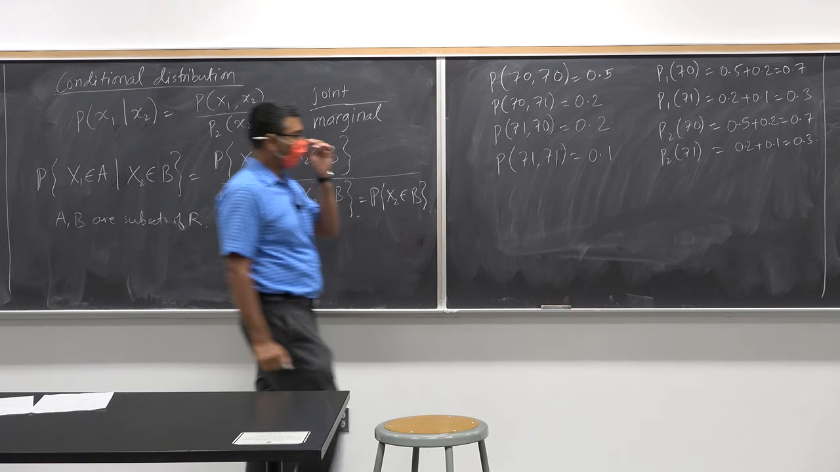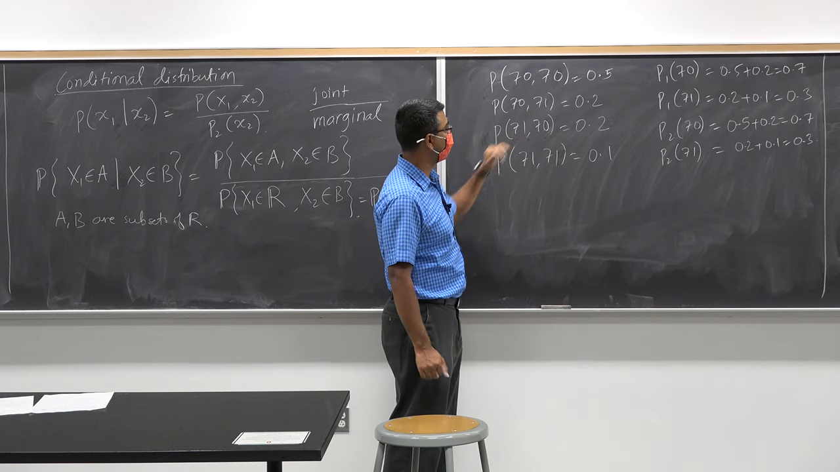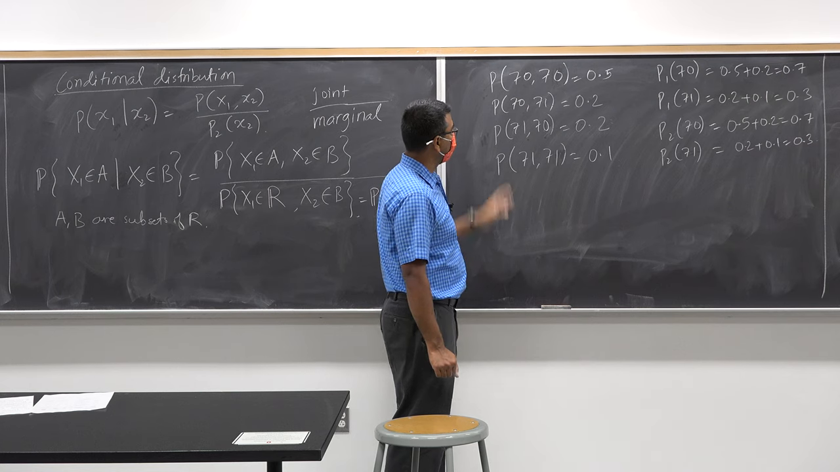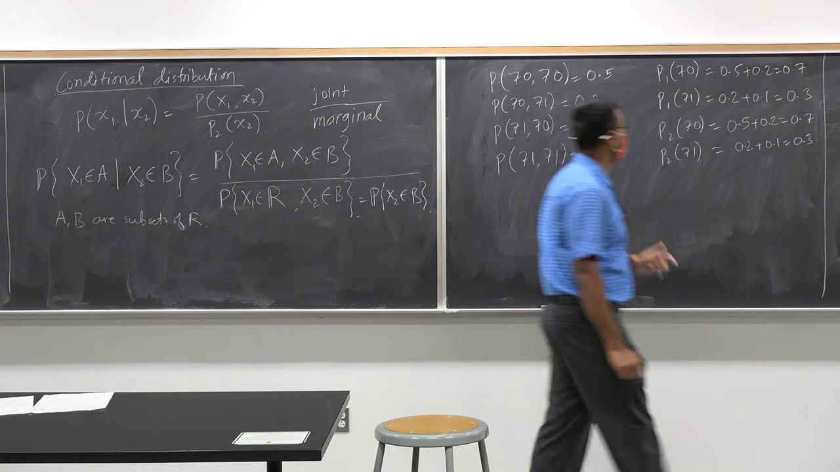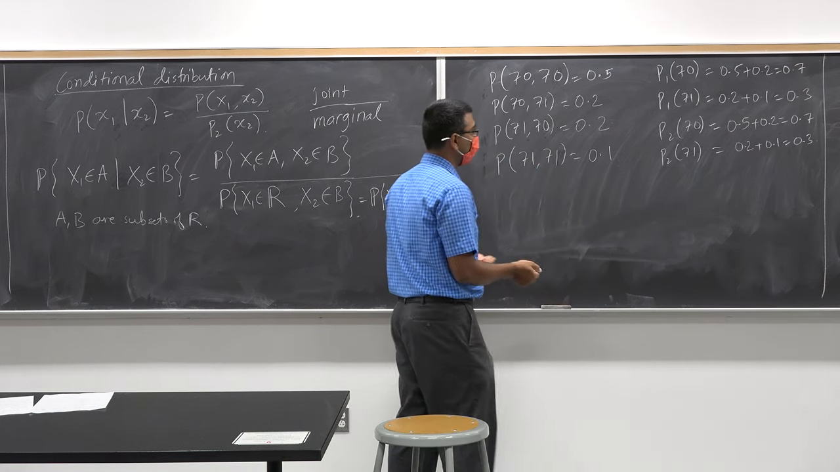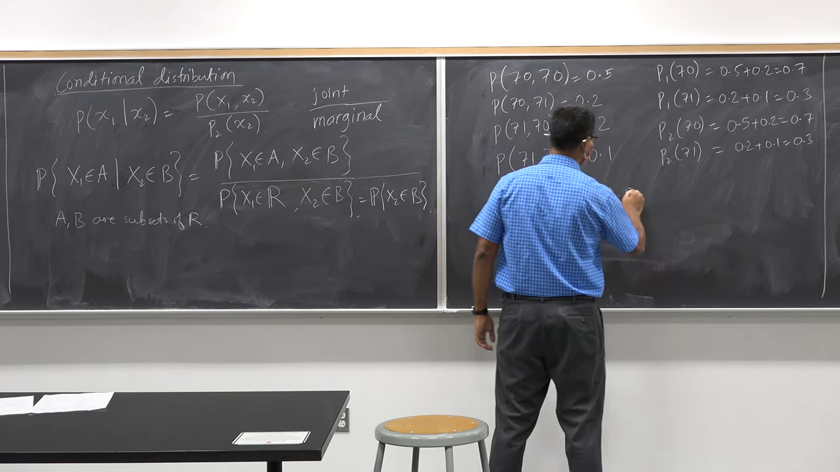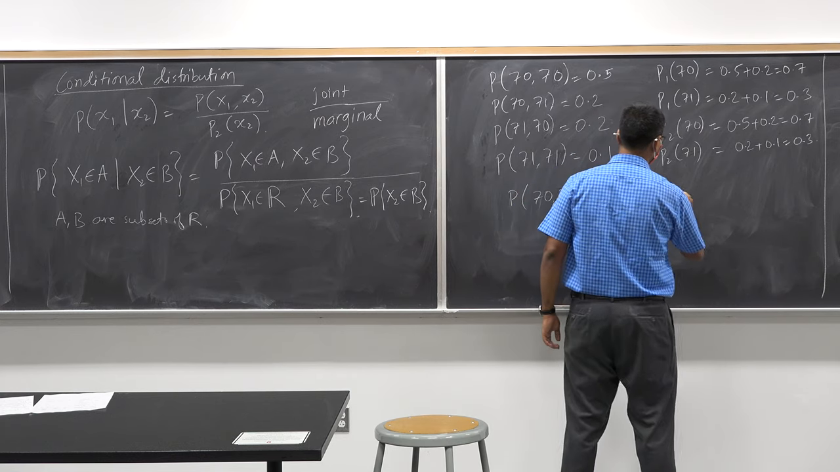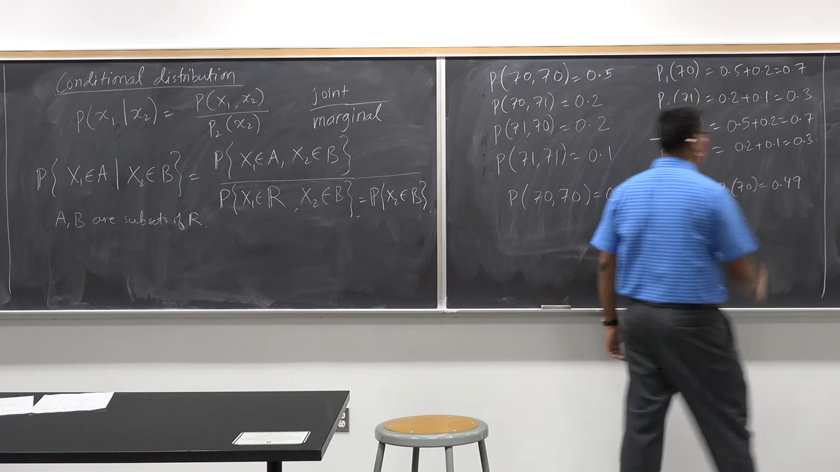So I have collected data and I have computed that these are the chances that both temperatures are 70, one temperature is 70 and the other one is 71, and so on. So I have computed the joint distribution between the two random variables, and I have computed the marginals. Let's see whether they are independent or not. How do we check for independence? What is P of 70-70? That is 0.5, which is not equal to P1 of 70 times P2 of 70, which is 0.49.